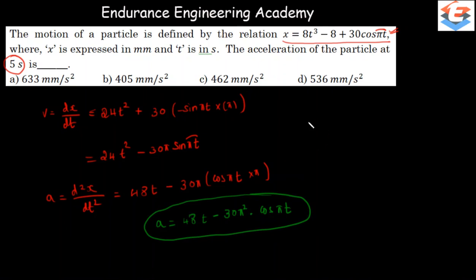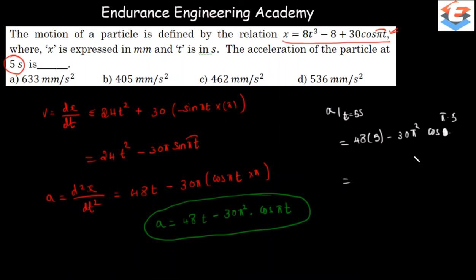And now they are asking for acceleration at what? They are asking for acceleration corresponding to time equal to 5 seconds, right? So wherever time is there, substitute 5. So 48 into 5 minus 30 pi square cos pi into 5, which is nothing but cos 5 pi, no issues.